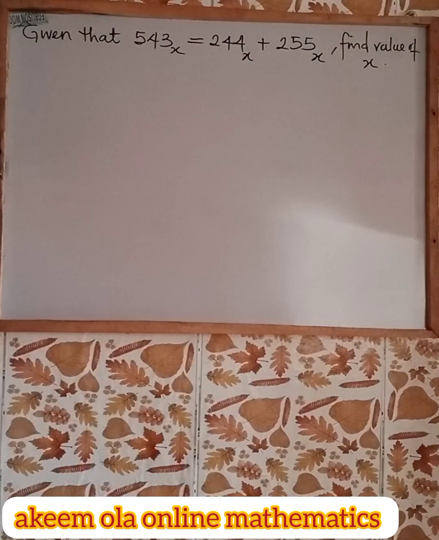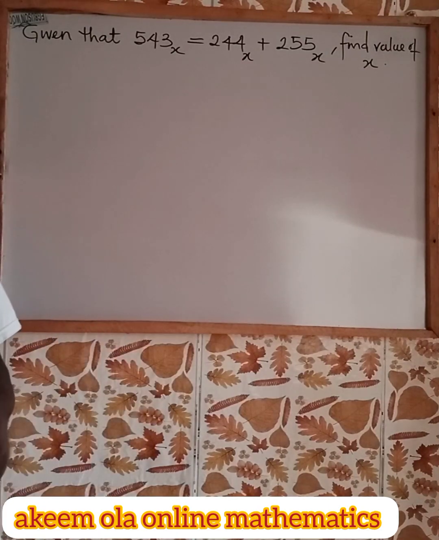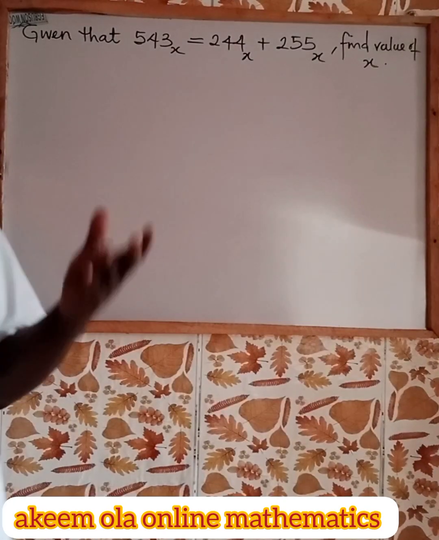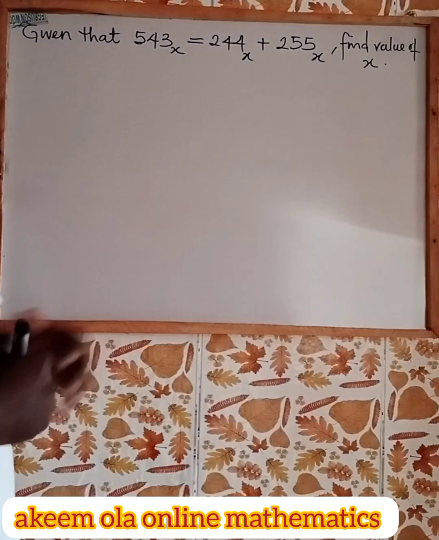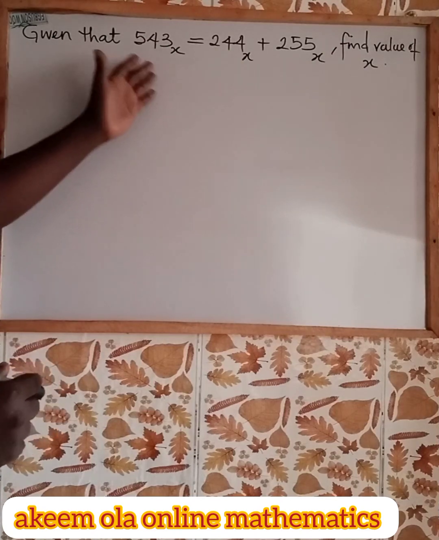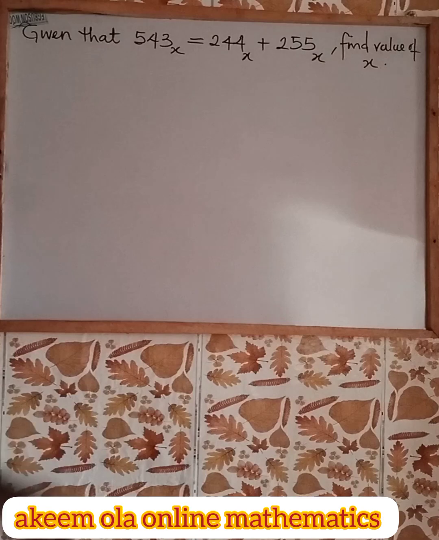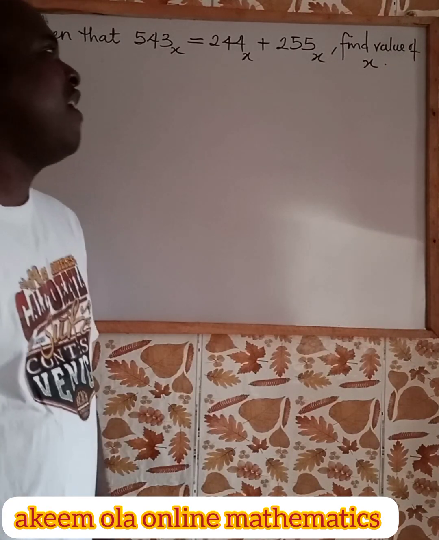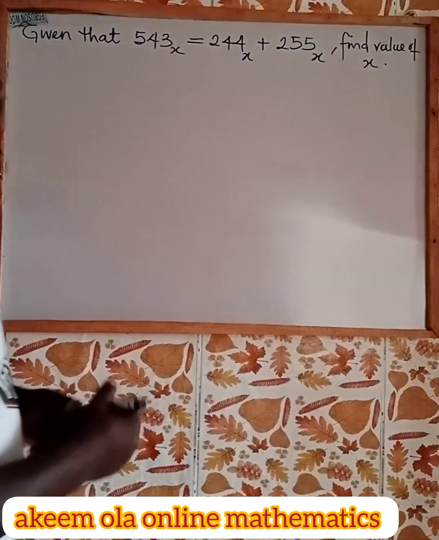We have another problem on the board here to solve, but still on number base. This one is another aspect of number base, which is equation in a number base. Let's look at this question. You are given that 543 base x is equal to 244 base x plus 255 base x. We are now asked to find the value of x. How can we solve this?